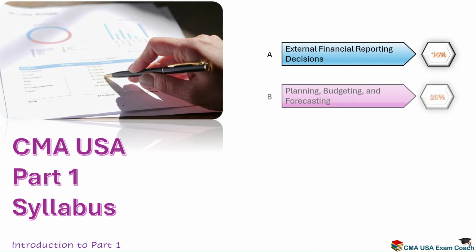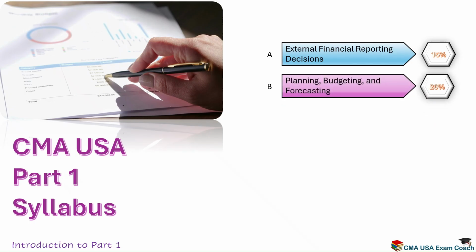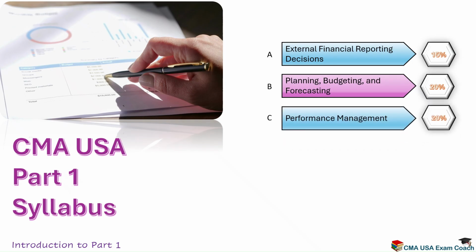Section B. Planning, Budgeting, and Forecasting. Here you'll learn how organizations plan for the future, create budgets, and forecast financial results. It's about setting goals and estimating what might happen next. Section C. Performance Management. This part focuses on measuring how well a company is doing, using tools like variance analysis, KPIs, and performance reports.